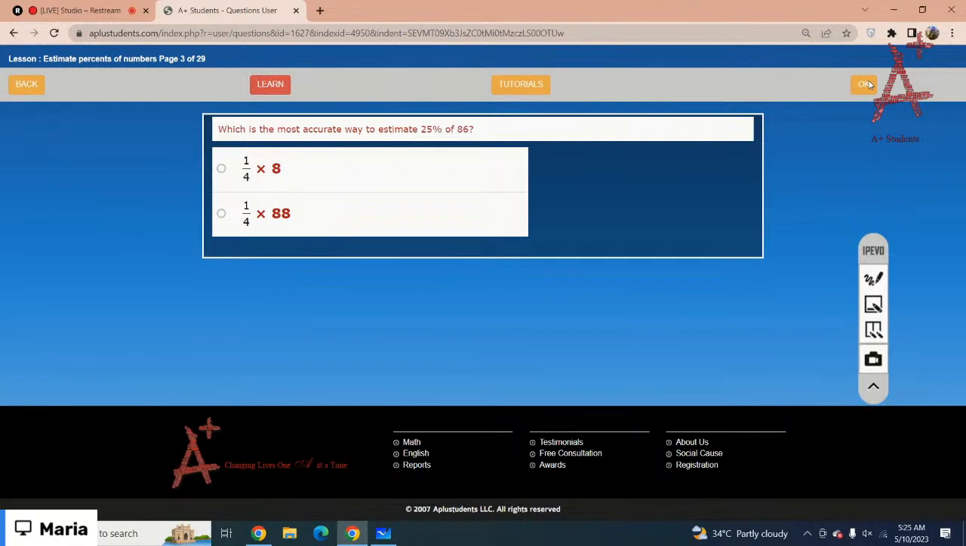Which is the most accurate way to estimate 25% of 86? So which is the correct option? It would be 1/4 of 88, because you cannot divide 86 by 4. So you can divide it by 4 if you use 88. Got it? It would be 1/4 times 88.